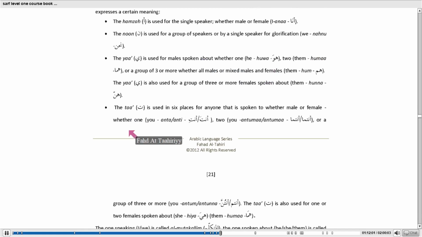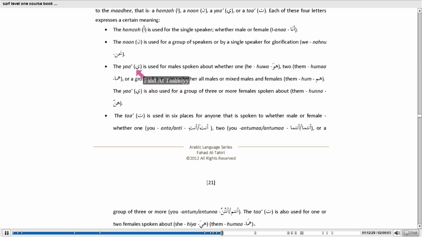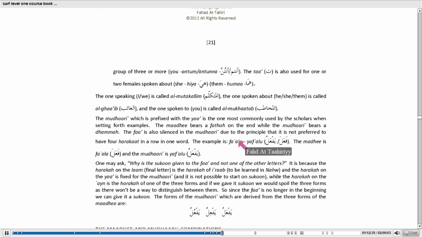As for the ta, it is used for the spoken to. The one you're speaking to. You can skip all this in detail now because you won't need it now, inshallah. So just write that the ya is for the spoken about, and originally the ta is for the spoken to.